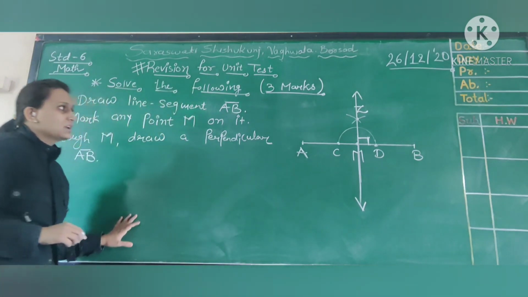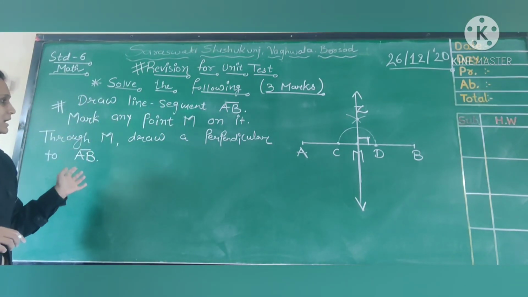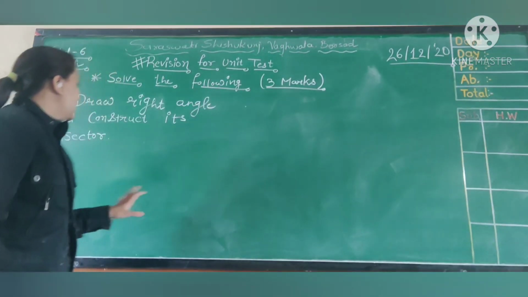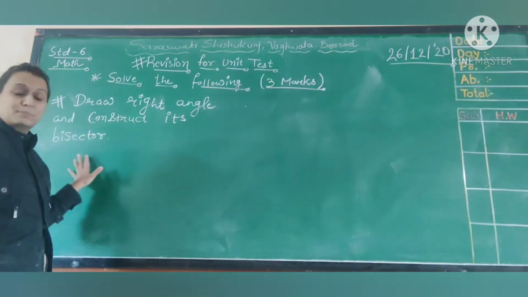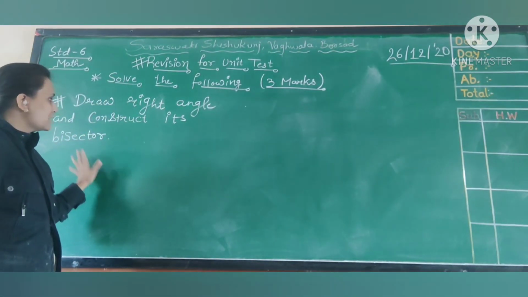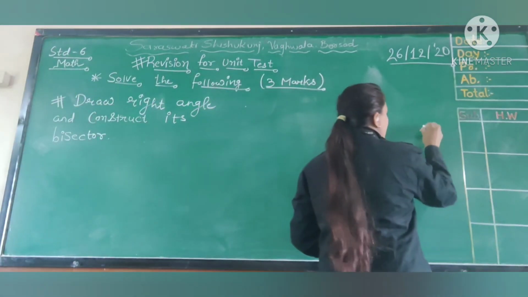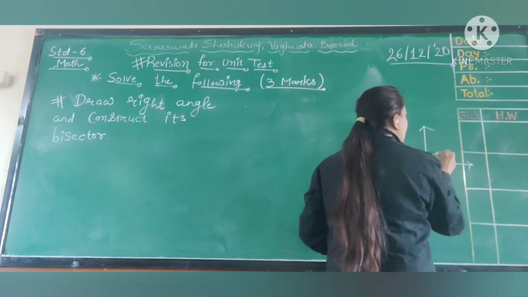So this is the construction: we constructed line segment AB and we constructed the perpendicular of the line segment. Now the next question is to draw a right angle and construct its bisector. Bisector means half of the right angle. Here I am going to draw one rough figure. So this is your 90-degree angle.